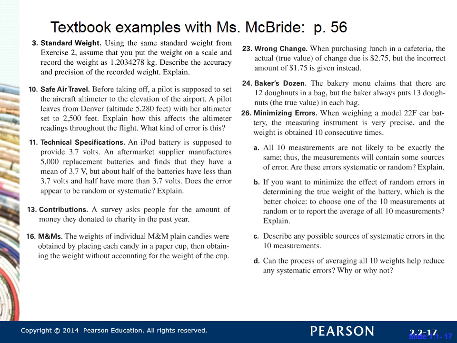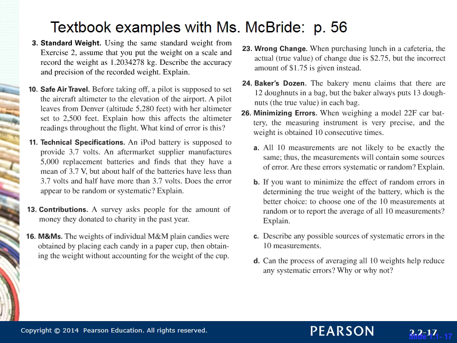Okay, let's go on to minimizing errors. This is our last question, but it's got 4 parts. So when weighing a model 22F car battery, the measuring instrument is very precise and the weight is obtained 10 consecutive times. Okay, so all 10 measurements are not likely to be exactly the same. Thus, they will contain some sources of error. Are they systematic or random? All right, so think about that a second.